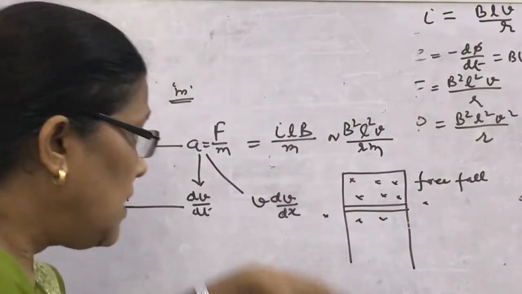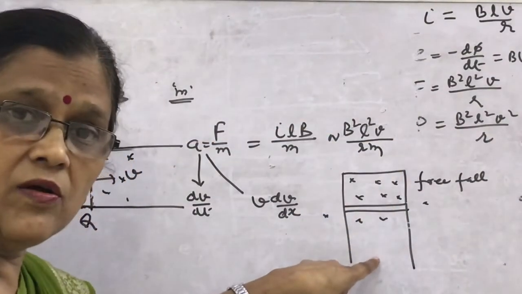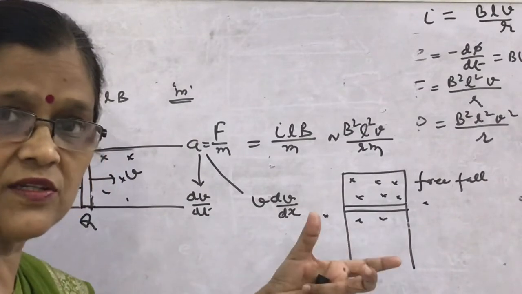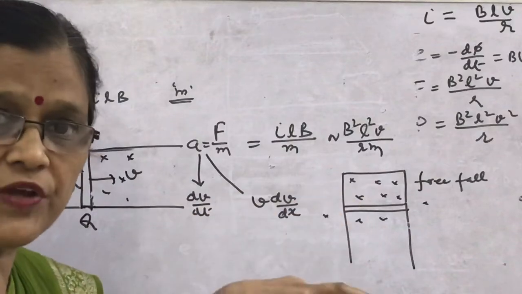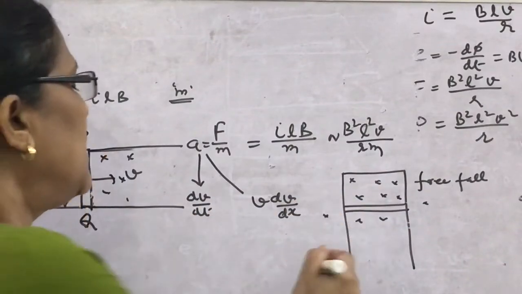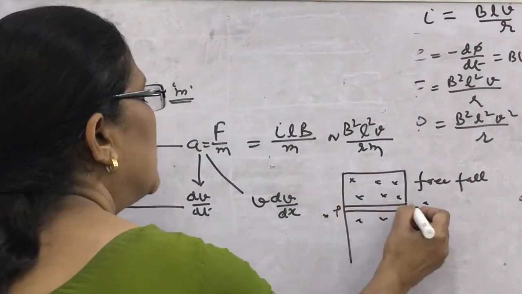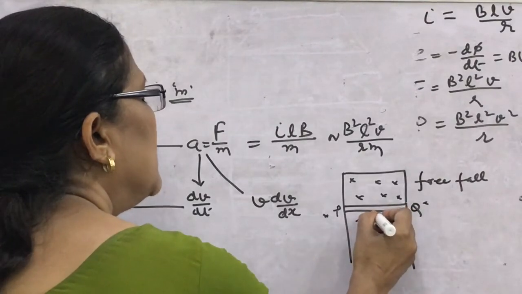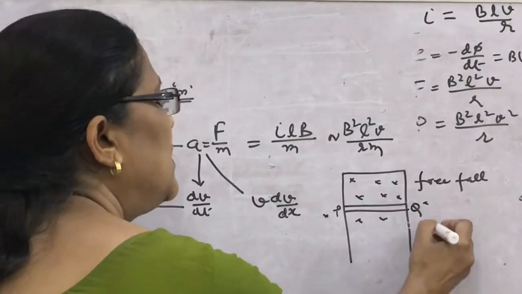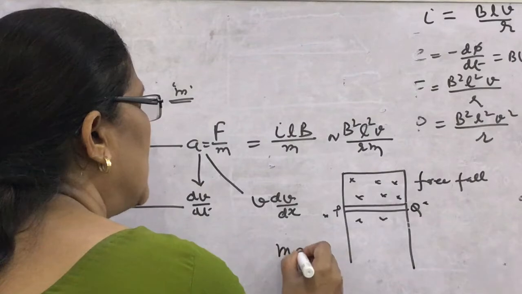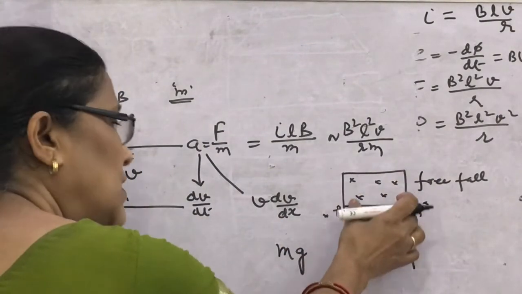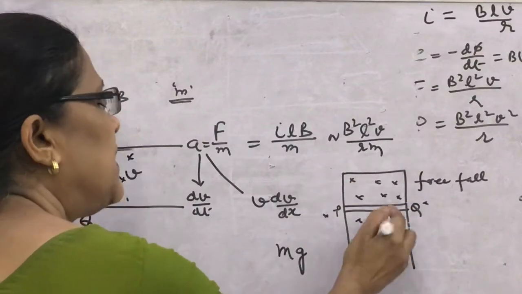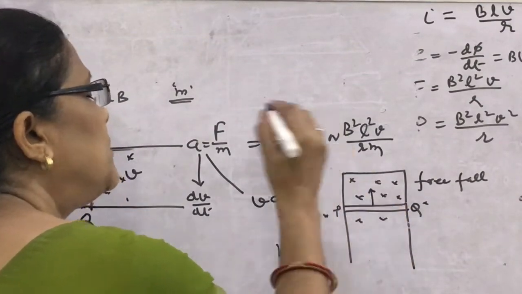It will fall. Who is attracting? Earth. So it will fall due to acceleration due to gravity, due to its own weight. What will happen here? If the ends of the rod are again P and Q, then which force will act downward? That will be the weight of the rod, mg.